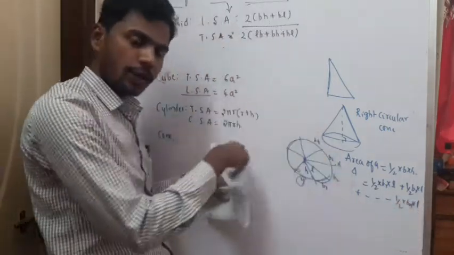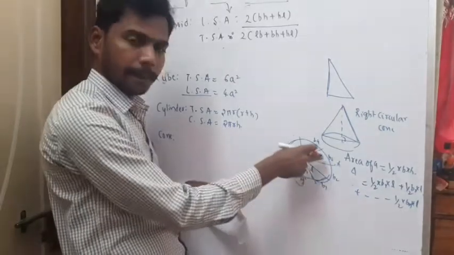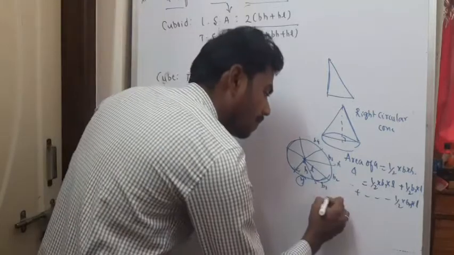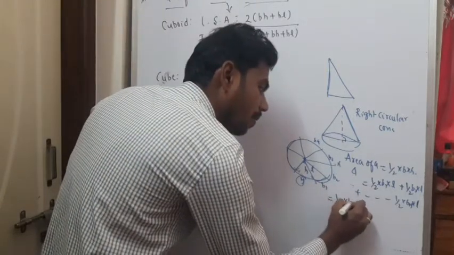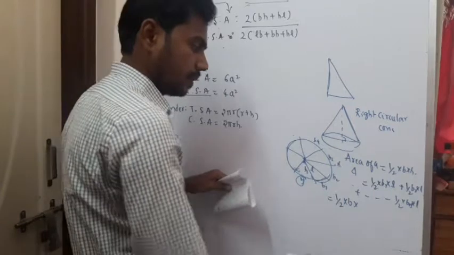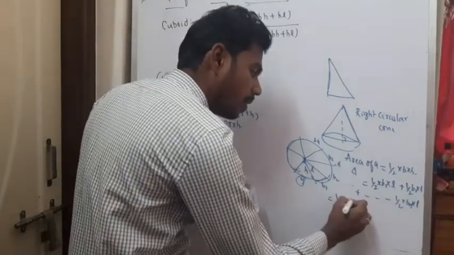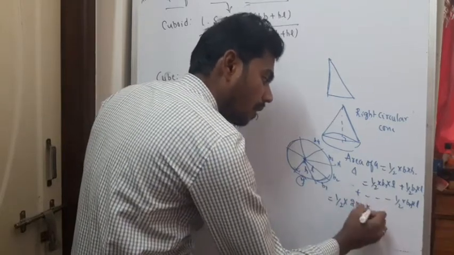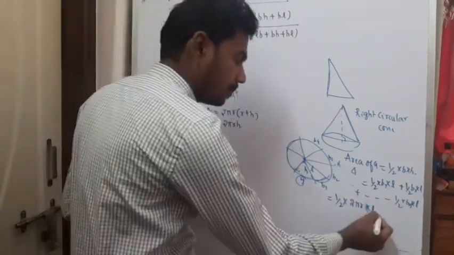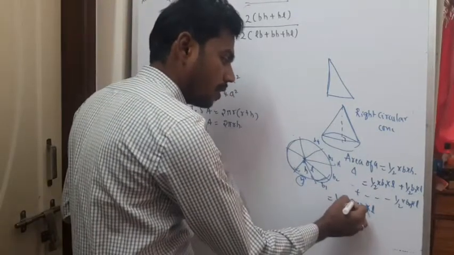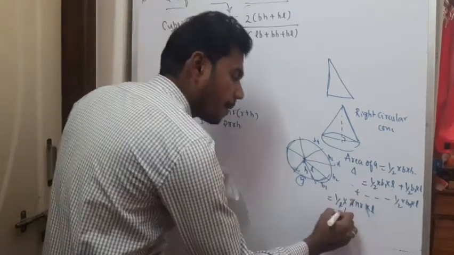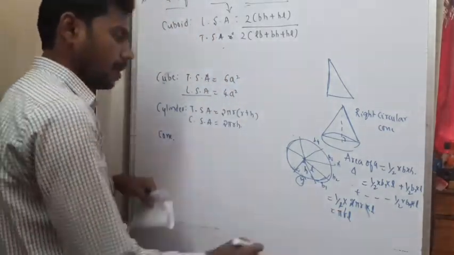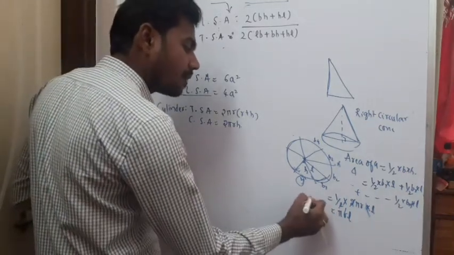But you know it is going to form a circular shape. So what I am going to do, half into base into, in place of base what I can write, 2 pi r into L. L is same across all. So 2 ones are 2. So 2 will get cancelled. It is pi r L. That is pi r L.